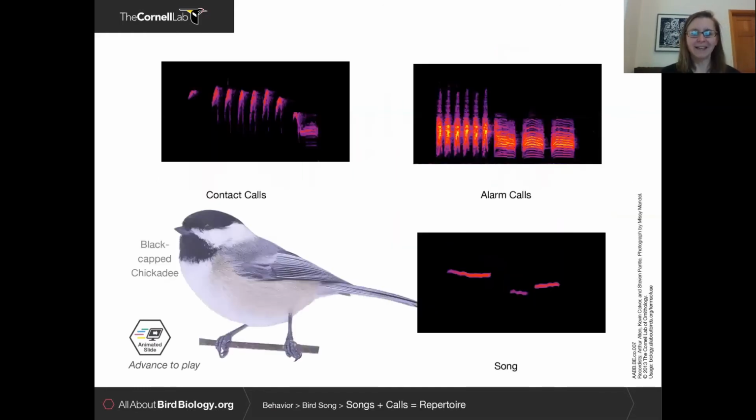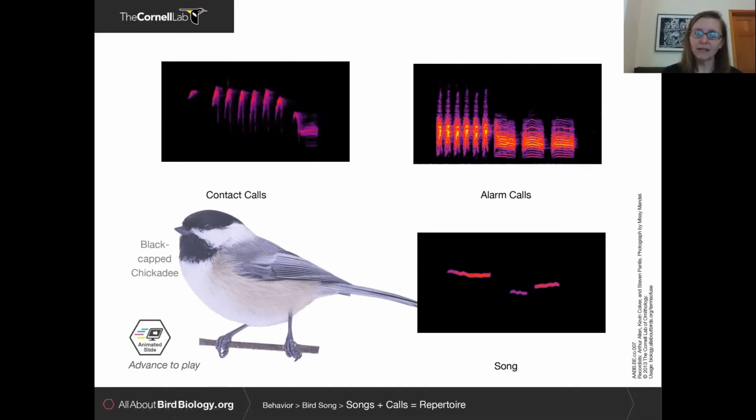Okay, so here is a series of sounds by a black-capped chickadee. Since we heard that song before, we can look at some of the other types of sounds. And in another video, I will go over vocal repertoires and the different kinds of sounds birds can make. But in the case of chickadees, the chickadees make lots of different kinds of sounds. They have contact calls.